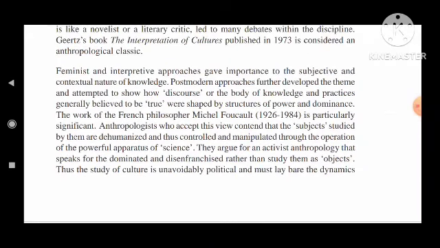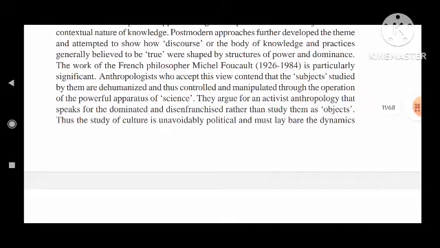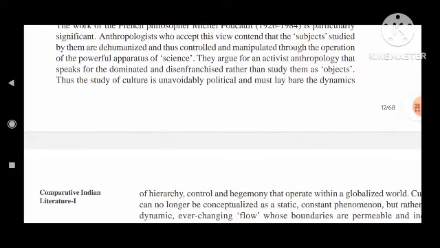Feminist and interpretive approaches gave importance to the subjective and contextual nature of knowledge. Postmodern approaches further developed the theme and attempted to show how discourse, the body of knowledge and practices generally believed to be true, were shaped by structures of power and dominance. The work of French philosopher Michel Foucault (1926 to 1984) is particularly significant. Anthropologists who accept this view contend that the subjects studied by them are dehumanized and thus controlled and manipulated through the operation of the powerful apparatus of science.